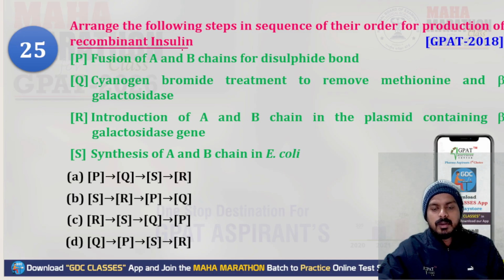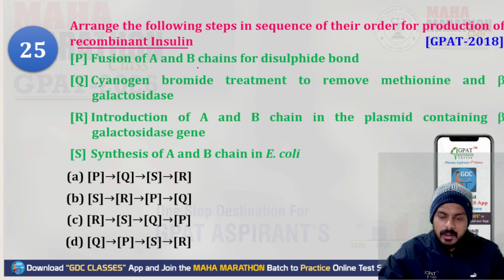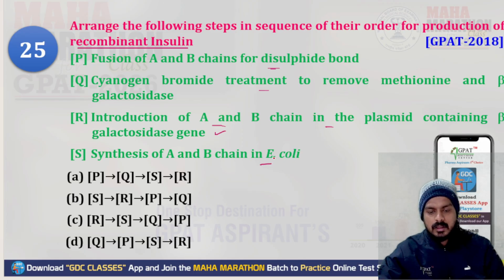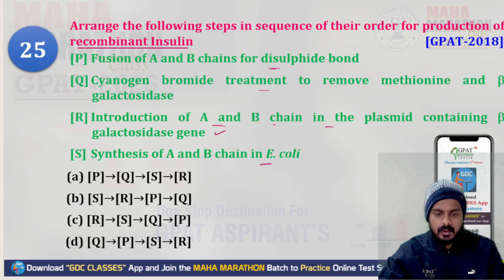During the formation of recombinant insulin, which step will you perform? First, fusion of A and B chain for disulfide, cyanogen bromide treatment to remove methionine and beta galactosidase, introduction of A and B chain into a plasmid containing beta galactosidase gene, and synthesis of A and B chain in E. coli.